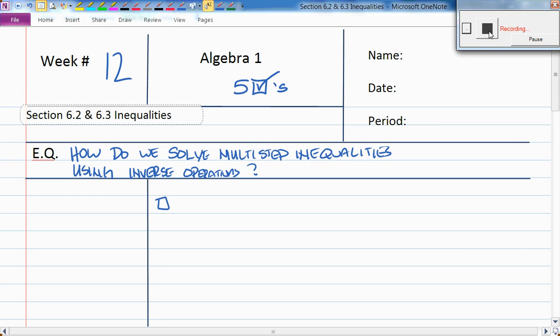All right. Here's what we're gonna do. We're gonna do two sections: 6.2, 6.3. They're all about inequalities and solving inequalities using multi-step and inverse operations. So I'm gonna begin by doing a little experiment.